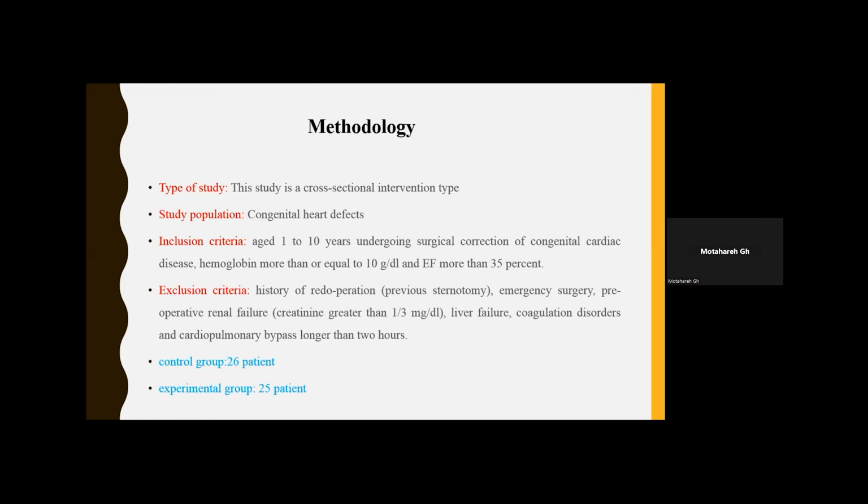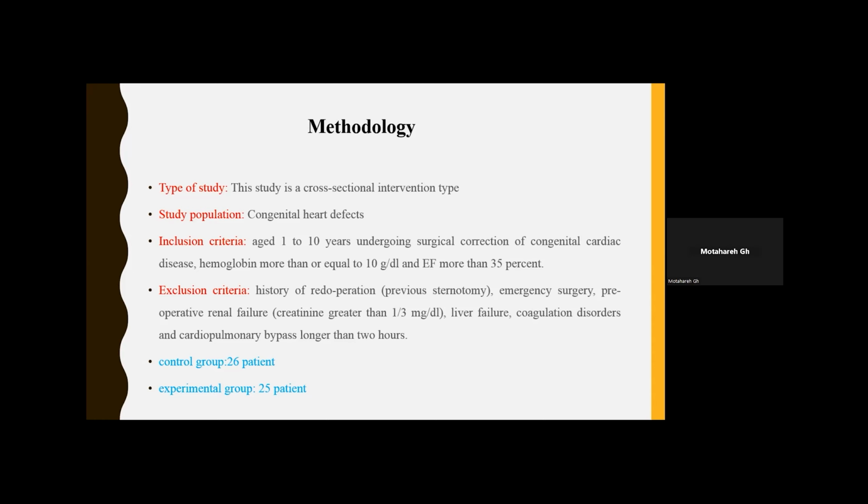This was a cross-sectional and interventional study. The study population consisted of pediatric patients undergoing cardiac surgical repair of congenital heart defects with cardiopulmonary bypass in Shahid Hospital in Shiraz City. Sampling was done randomly. 51 patients were assigned into two groups, control group and experimental group, with a method of blood randomization with a block of 4 patients. 26 patients were in the control group and 25 patients in the experimental group.